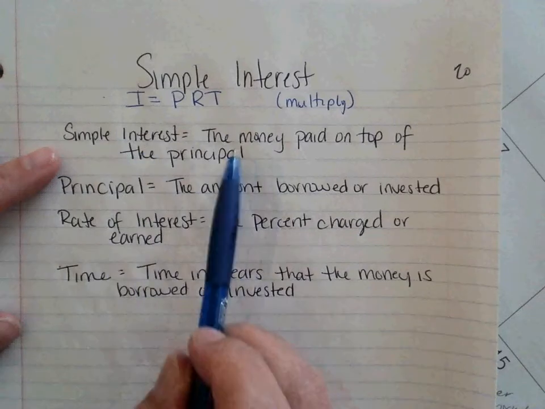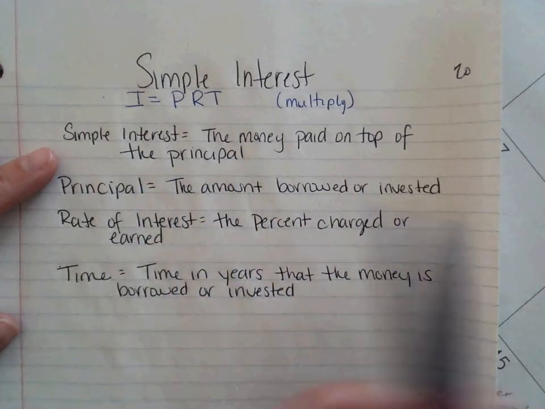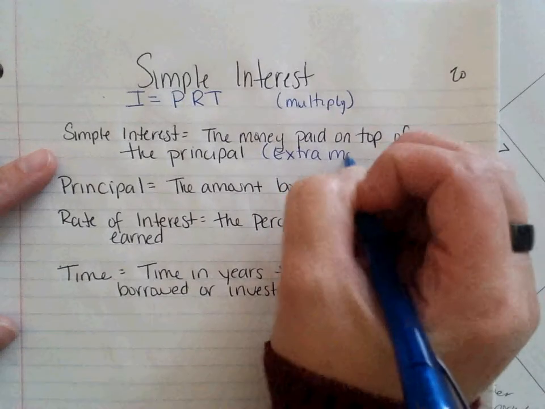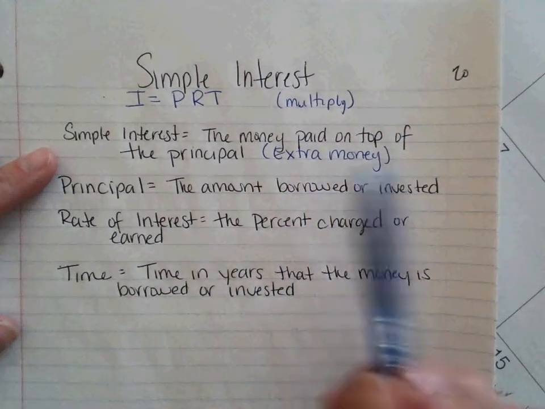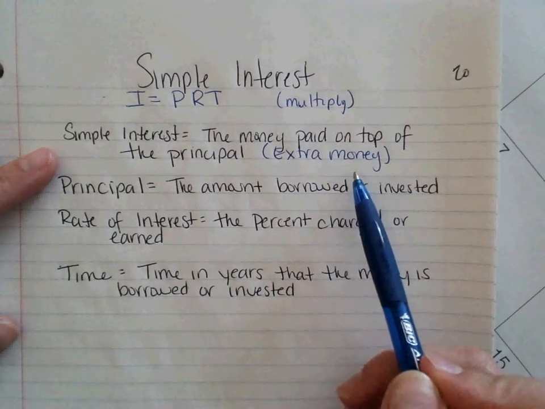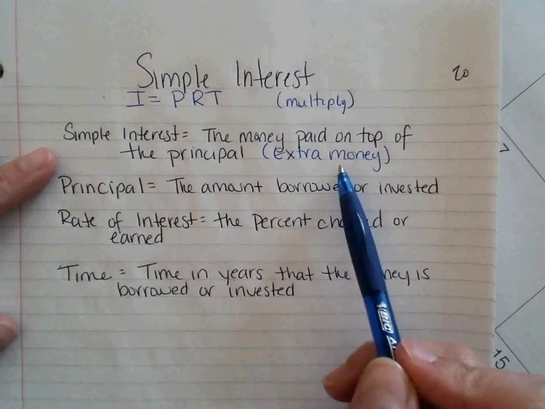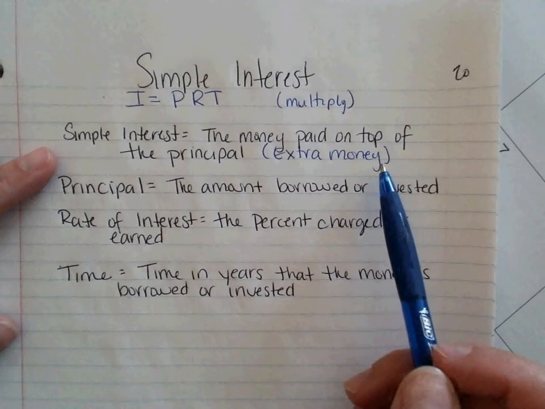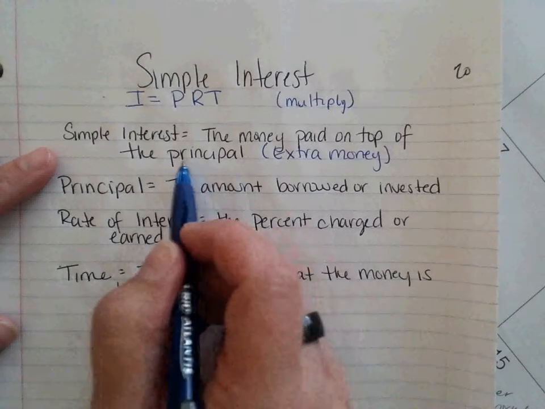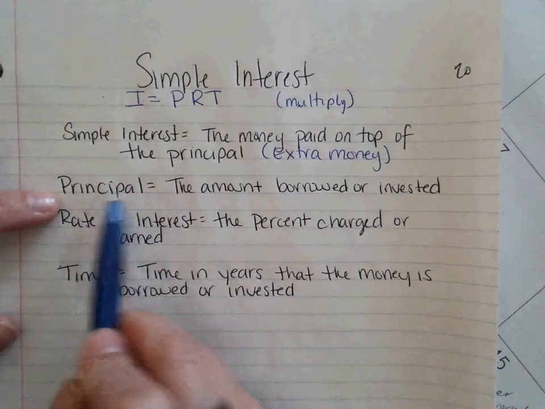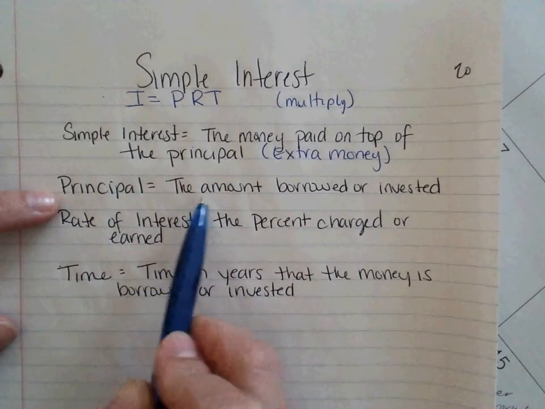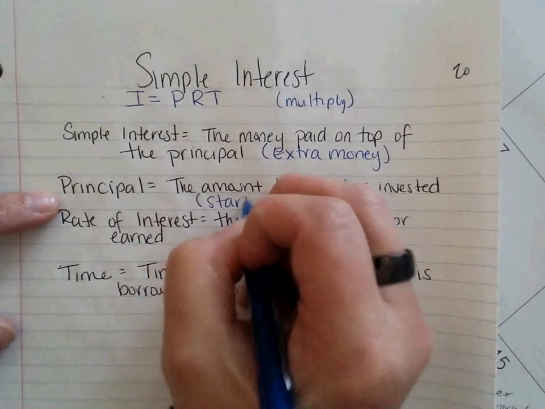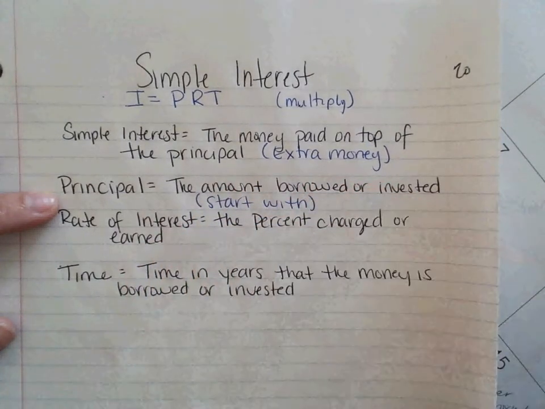Simple interest is the money paid on top of the principal. This is extra money that you spend or that you earn, on top of what you're already paying. Your principal is the amount that you borrow or invest. This is the amount you start with.